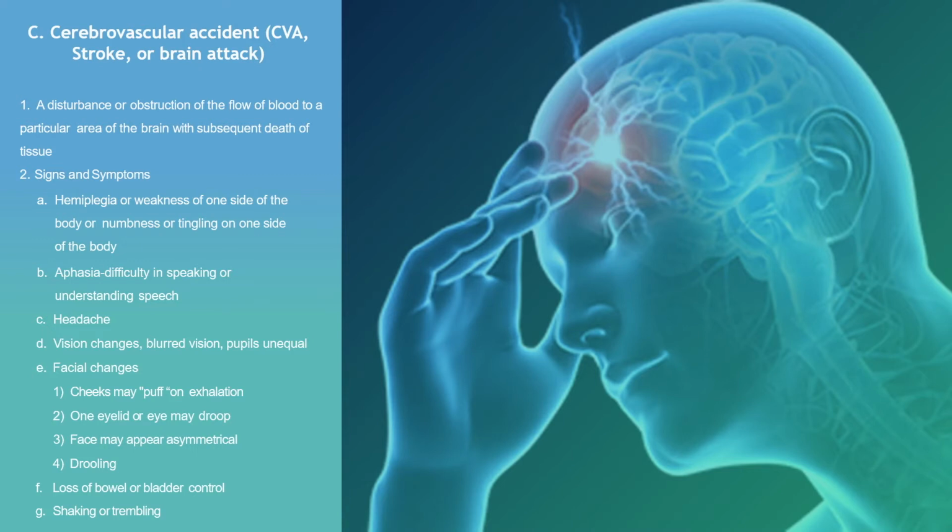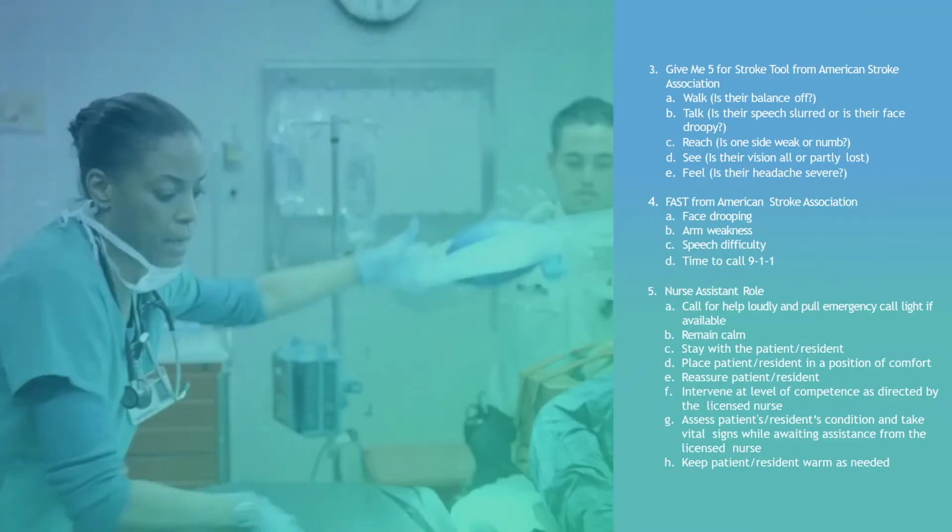Facial changes. Cheeks may puff on exhalation. One eyelid or eye may droop. Face may appear asymmetrical. Drooling. Loss of bowel or bladder control. Shaking or trembling. Give Me 5 for Stroke tool from the American Stroke Association.